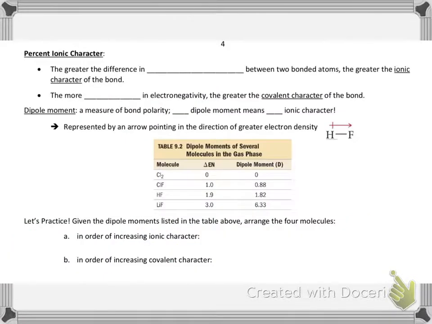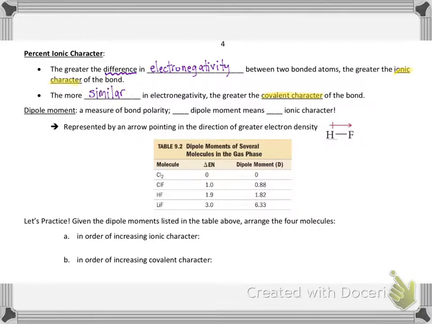Okay, just one more thing to talk about with ionic bonding, and it's the percent ionic character. Just means, how ionic are you? Well, the greater the difference in electronegativity between two bonded atoms, the greater their ionic character. You can also define covalent character. The more similar the two atoms are in electronegativity, the greater their covalent character.